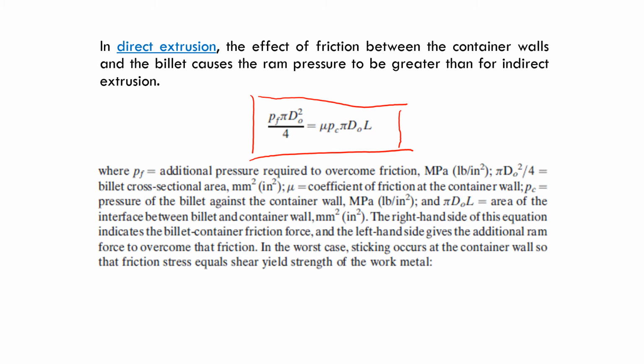Due to that, we can use this equation to calculate the pressure and also additional pressure required to overcome the friction. So this equation includes PF, which is the additional pressure required, pi D naught squared over 4 is the cross-sectional area, mu is what we call the coefficient of friction on the container wall. PC is the pressure of the billets against the container wall. Okay, and pi D naught L is the area of the interface between the billet and also the container wall.